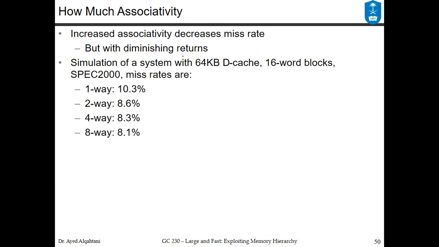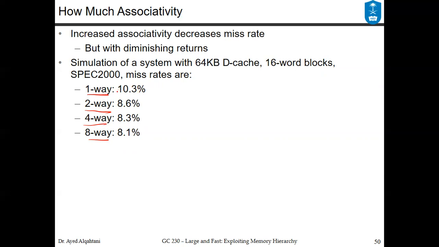To understand this point, we had a simulation of a system with a 64 kilobyte D or data cache, and it has 16 words per block. And we used SPEC 2000, and we are trying to calculate the miss rate. And we choose to do one-way set associative, which is the direct map, two-way, four-way, and eight-way. And we are recording the miss rate.